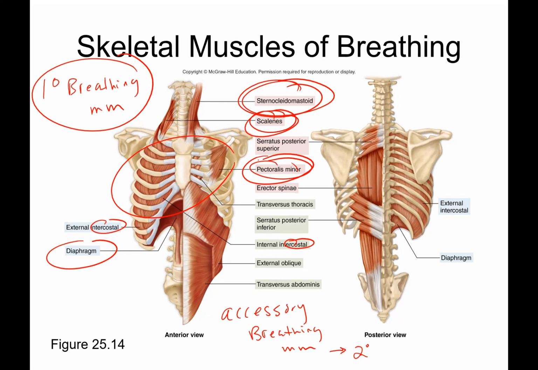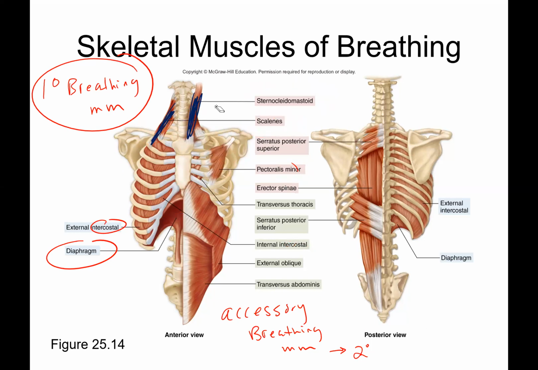Okay. Because if you look at the muscle attachment, I'm going to try to draw some arrows here. If you look at the muscle attachment and the way the fibers are oriented on the rib cage, it will pull the rib cage up and out. So you fire the SCM, the scalenes, pectoralis minor, okay? You're going to help elevate the rib cage. That's an accessory breathing muscle or a secondary breathing muscle.